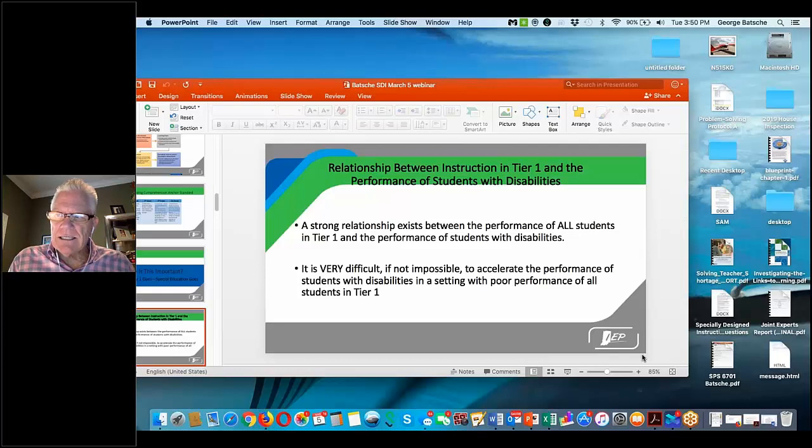If that is the case, and we're looking at school reform and school improvement, and people are throwing students with disabilities under the bus for making the school or the district look bad, the only way that we're going to improve students with disabilities is to first improve the performance of all students. In other words, improve the impact of instruction in Tier 1.